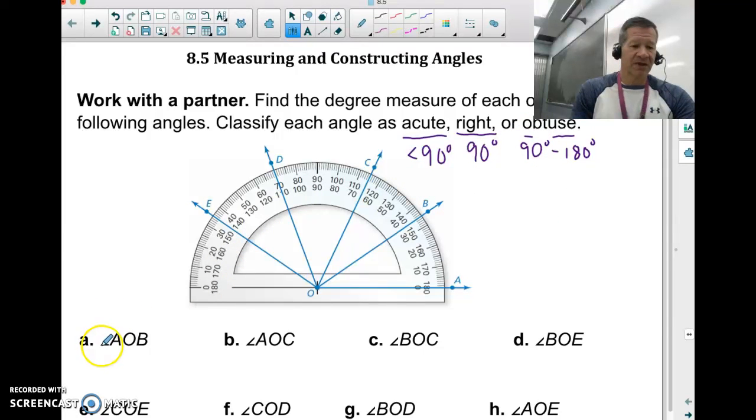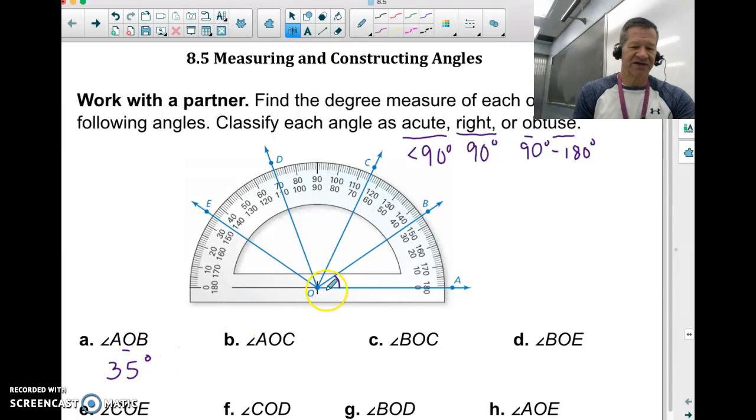So here we go. Angle AOB. Now we learned to name angles before. The letter in the middle is the vertex, so you notice in all of these, O is the vertex. So O down here is our vertex, and then the rays are OA and OB. So AOB would be this angle right here. A is at 0 degrees if we're looking at the inside numbers, and B is pointing up at 35. So there's a 35 degree difference there, so we say this angle would be 35 degrees.